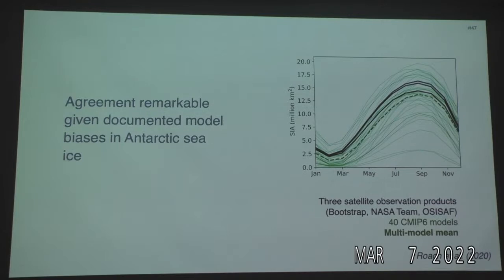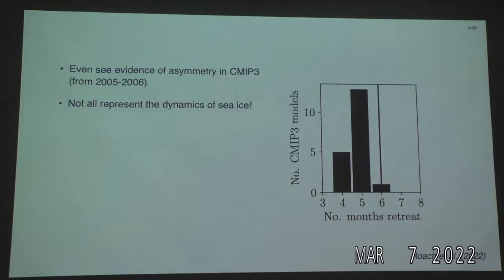We even saw evidence of asymmetry when we went back to the CMIP3 models. Those were the models from 2005 to 2006, which were quite a bit simpler and lower resolution. It's hard to look at seasonality in these models because they only provide monthly output. But if we look at the number of months where the sea ice is advancing versus retreating, we found that these models typically simulated 5 months of retreat, or even 4 months, with the rest of the year showing advance.